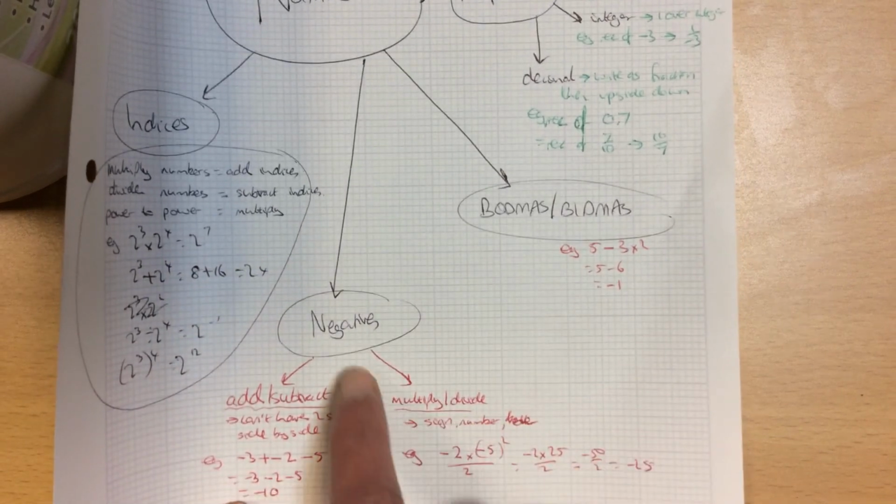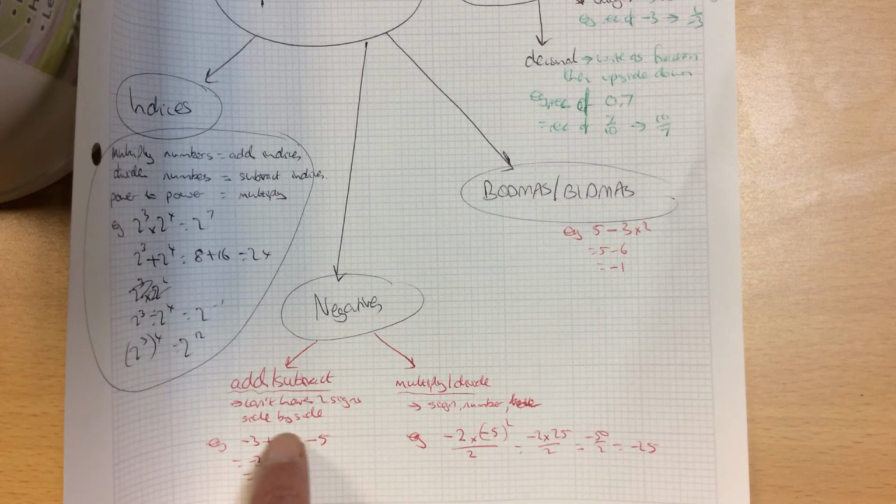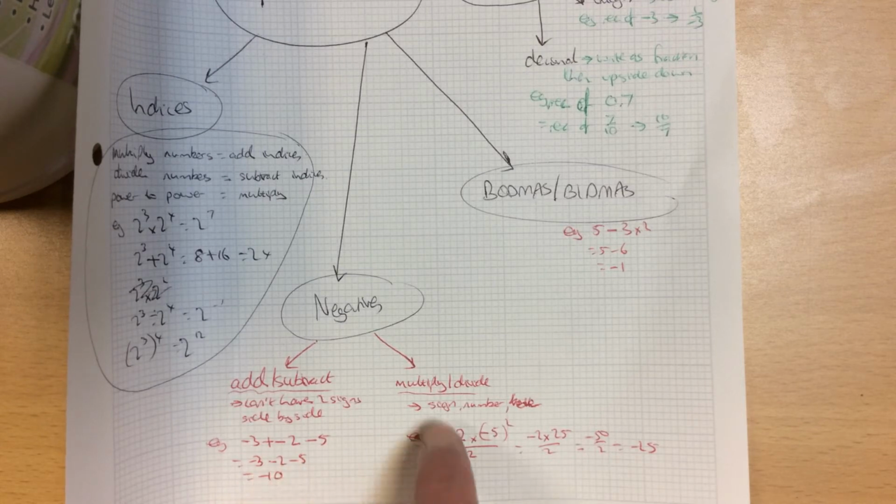Also, in my little diagram, I've got negatives. Negatives split into add, subtract, multiply, divide. When you're adding or subtracting, you can't have 2 signs side by side. So for example, if you had this wee sum here, see where them 2 are side by side? You would circle them, because they're different, put in a minus. Then think of your number line. Start at minus 3, drop down 2 to minus 5, drop down another 5, you arrive at minus 10.